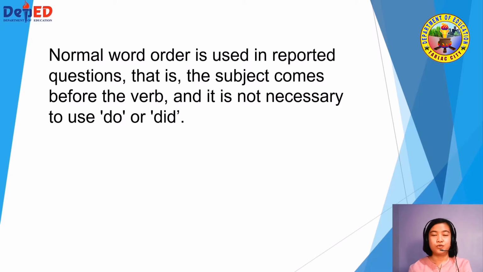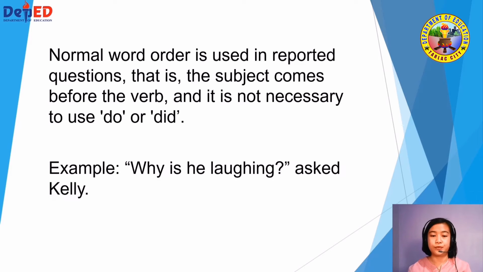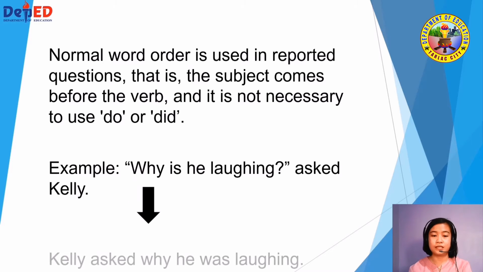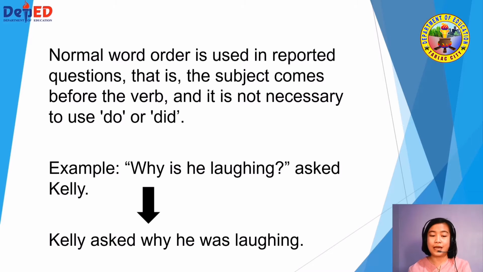Now, normal word order is used in reported questions. That is, the subject comes before the verb and it is not necessary to use do or did. Let's have this example. "Why is he laughing?" asked Kelly. So the reported speech for this sentence will be, Kelly asked why he was laughing. So the verb was will be coming after the subject.